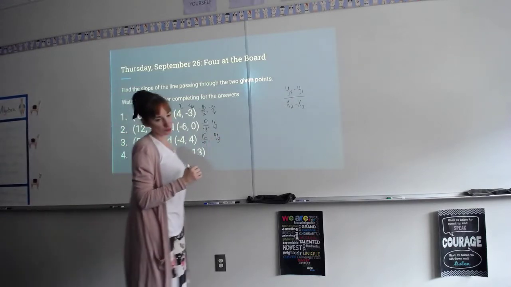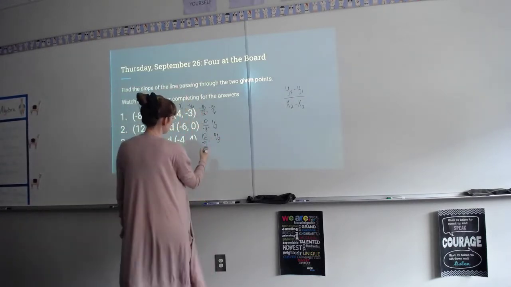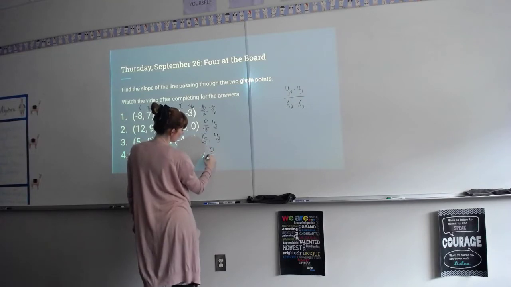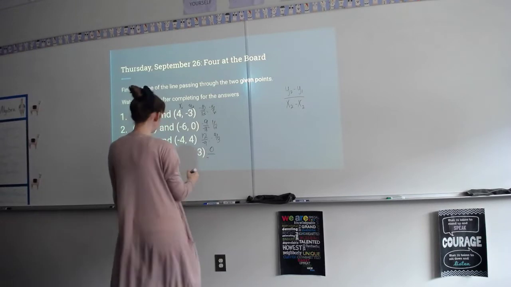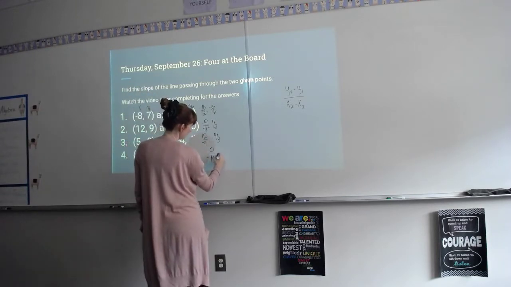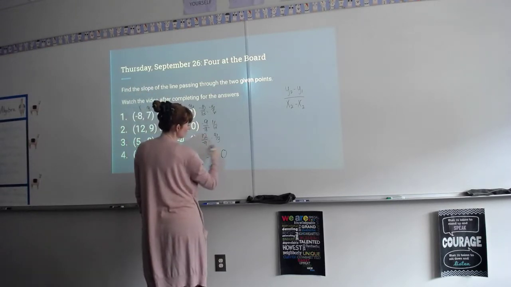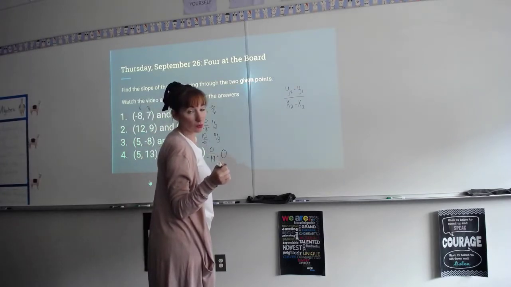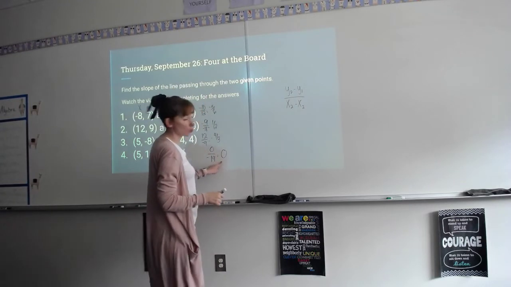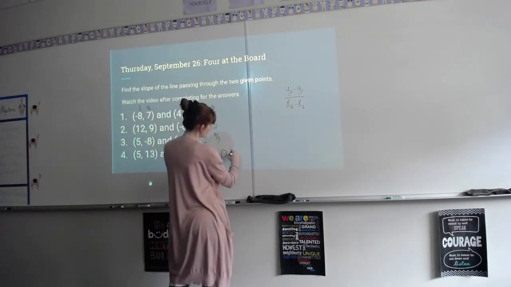And then here for number 4, we wind up with 0 all over negative 14. And I hope you know that gives you a 0. And if you remember, when you have a 0 slope, you have a horizontal line. So this is a horizontal line.